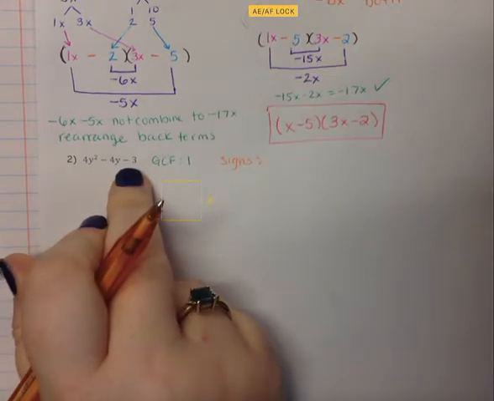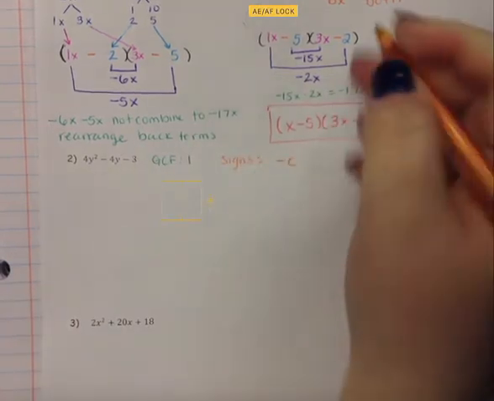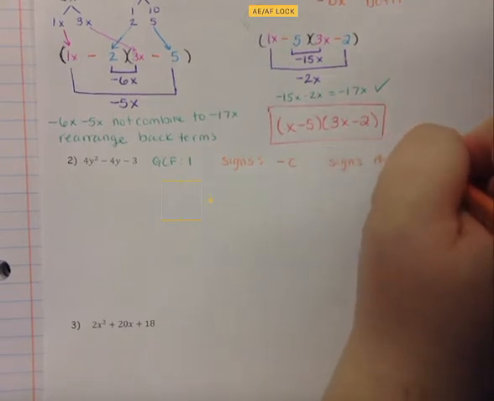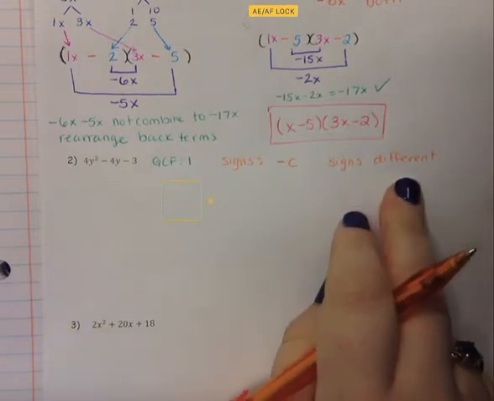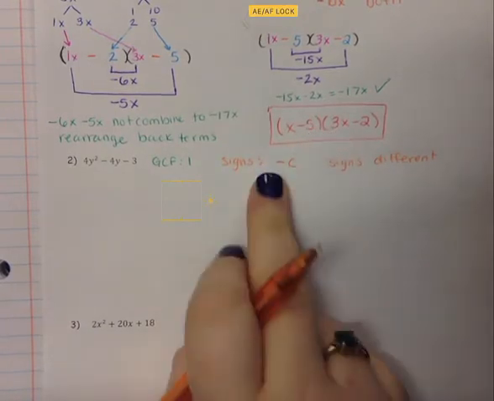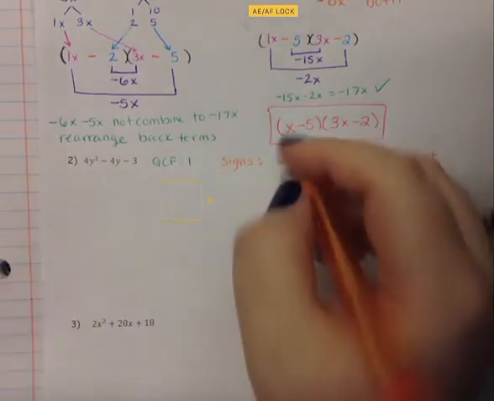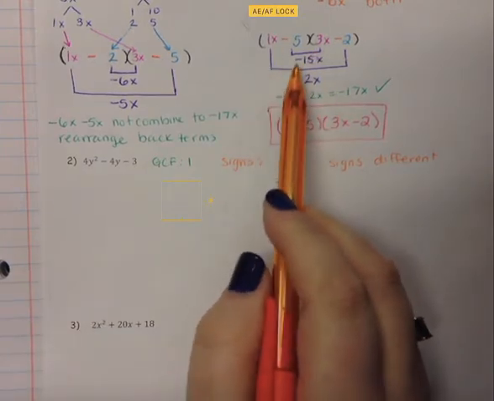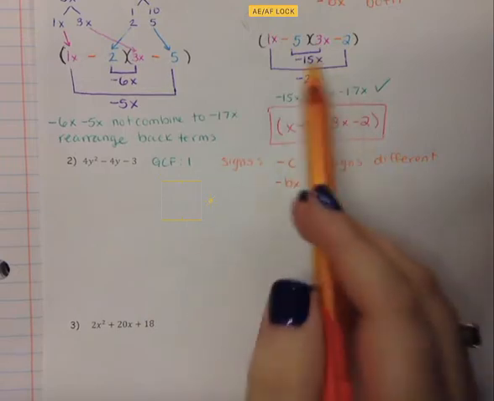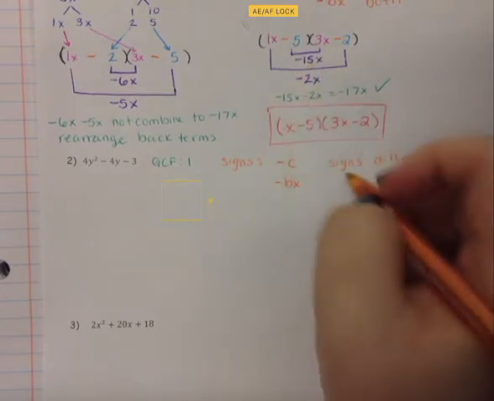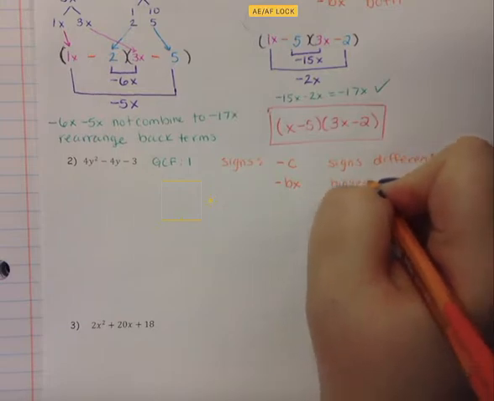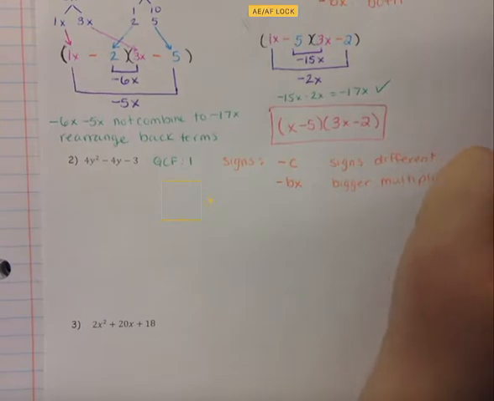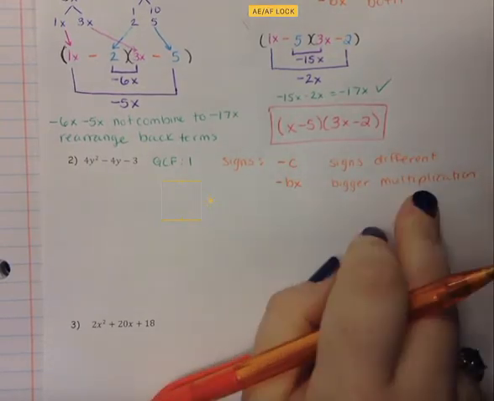Look at my C term. I have a negative C term. What that tells us is that the signs are different. Signs are different. So one will be positive and one will be negative inside of our parentheses. And then I look at the BX term. I have a negative BX term. What that means is that when we multiply them like we did up here, the bigger multiplication, like 15 is bigger than 2, since it's a negative BX term, the bigger multiplication is negative.